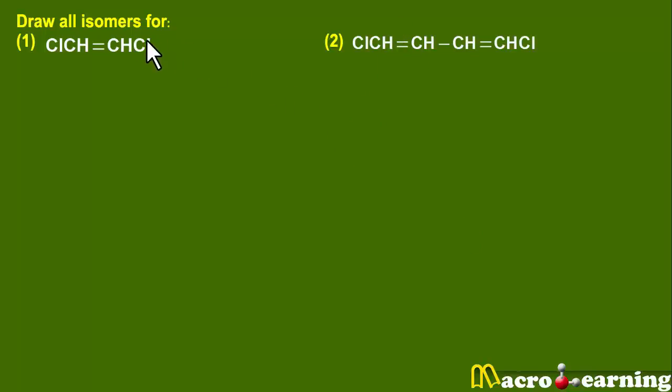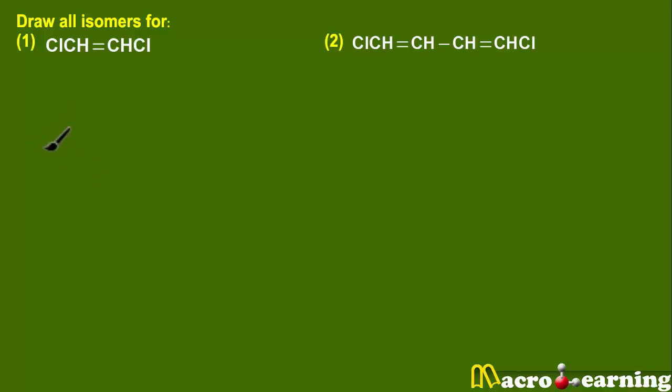So draw all isomers for this and that. So this is again with the alkenes part of organic chemistry. So the structures are already drawn out for us. So why would there be isomers? Because we have double bonds in the structures, right? Double bonds, what they do is they create cis-trans isomerization. So for molecules having one double bond, there will be just one pair of cis-trans isomers.